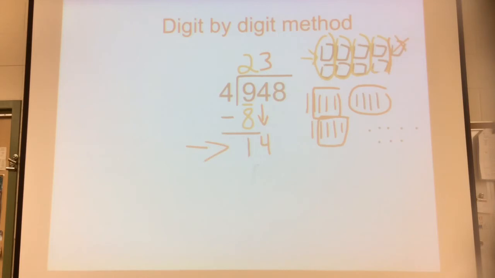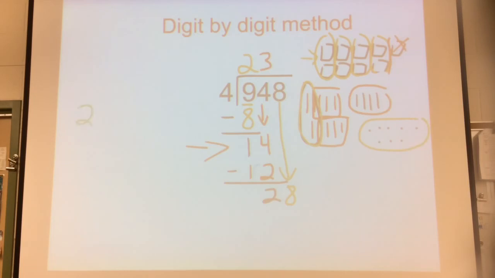So 4 times 30 would be 12 tens, or 120. I could write the whole thing, but I'm just going to write 12. Now if I subtract, I've got 2 left over. Of course, we know it's 2 tens. There they are. So now I'm ready to bring down this 8 all the way down here. So I've got 28 ones. Here's my 10, 20, and 8 ones over here. I've got 28 ones left over.